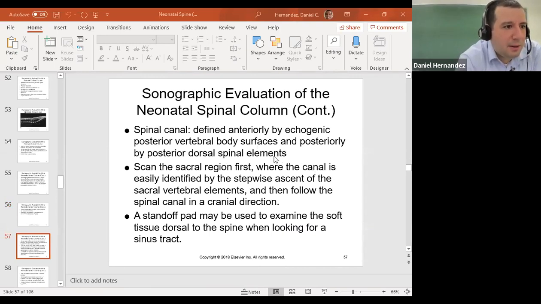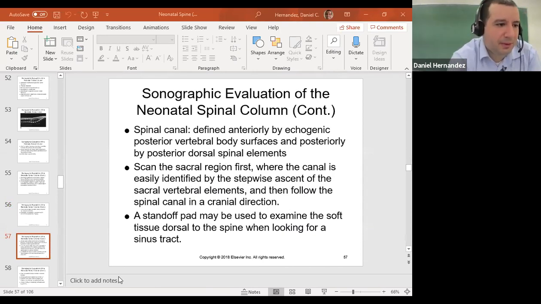So for the spinal canal, we scan the sacral region first, where the canal is easily identified by stepwise ascent of the sacral vertebral elements, and then follow the spinal canal in a cranial direction. So we're going to start low and work our way superior or cranial.